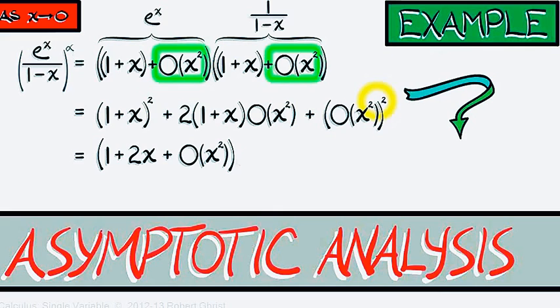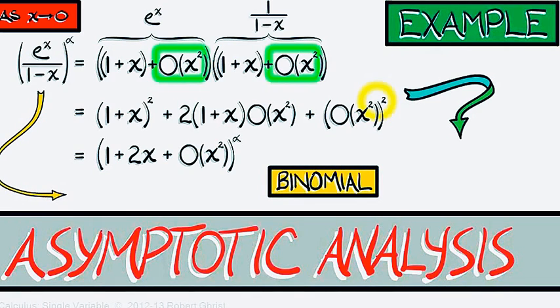Now, as x goes to 0, those higher order terms all fall under big O of x squared, and we get a simplification. If we want to make it more interesting, say raising everything to the power alpha, then we could use the binomial series to say that this is 1 plus 2 alpha x plus, well, there's some other terms, but they're all big O of x squared.